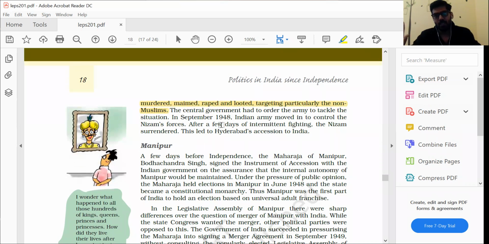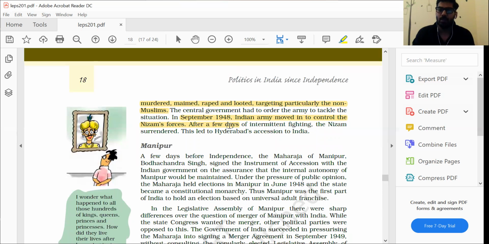Now, finally, India's patience ran out. In September 48, the Indian Army moved in. For a few days, actually 3 days. The name of this operation is Police Action, or Operation Polo. I told you the reason why: Hyderabad had the largest number of polo grounds in the world.